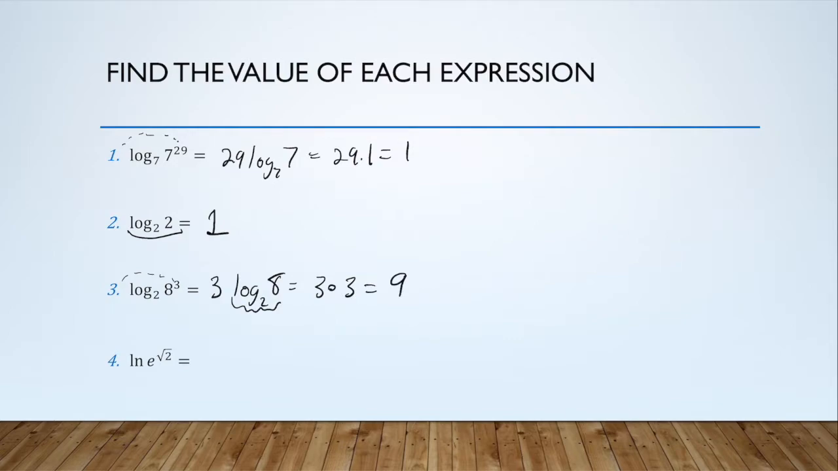Next, I have the natural log of e to the square root of 2. I move that to the front: square root of 2 times the natural log of e, which is just 1. Square root of 2 is my final answer.